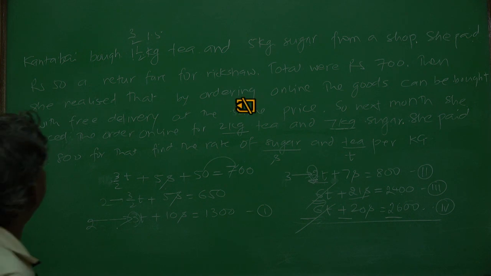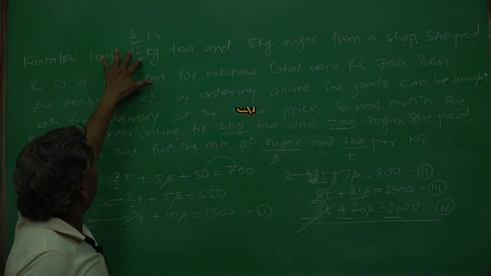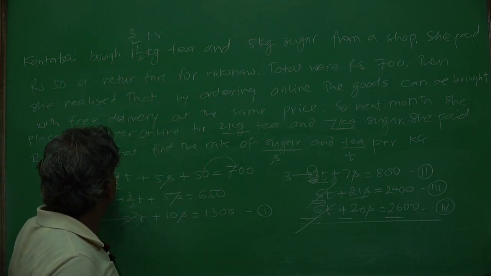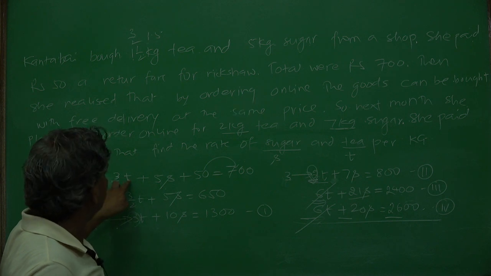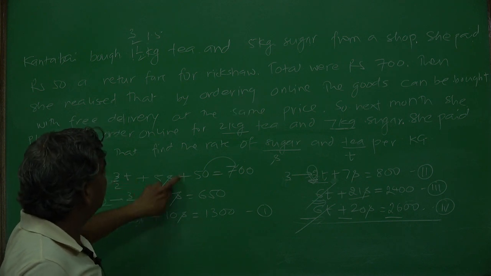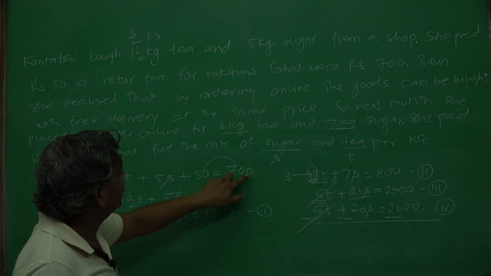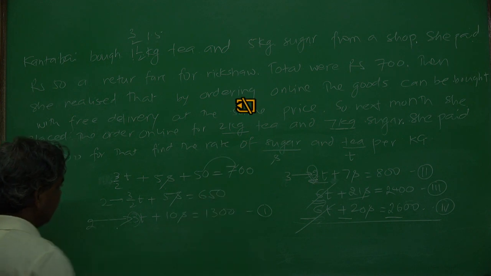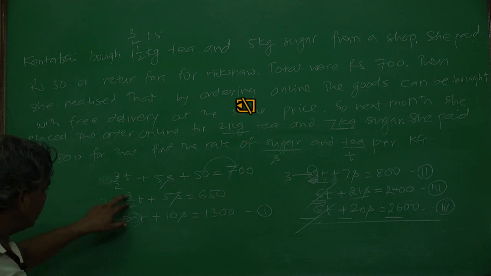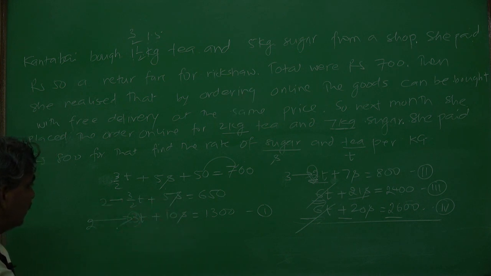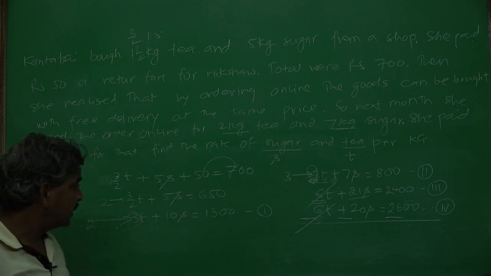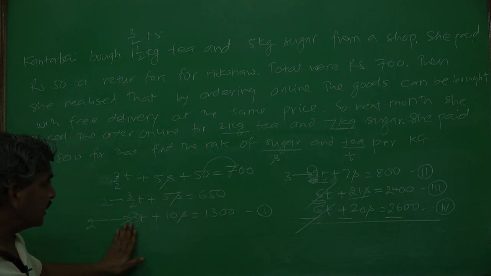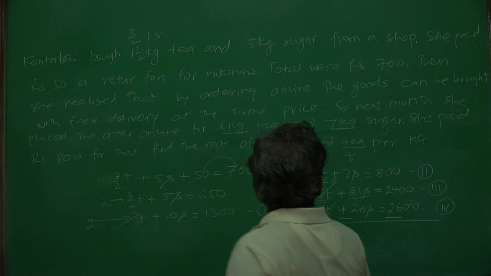Once again, let's check. 1.5 kg tea, okay, 3 by 2 into T. It is correct. Plus 5 kg sugar plus 50 rupees, and the total cost is, okay, so it is correct. If I shift 650 and remove this fraction, 3T plus 10S, it is correct. Multiply by 2, that is equal to 1300. It is correct. Equation number 1. Next.